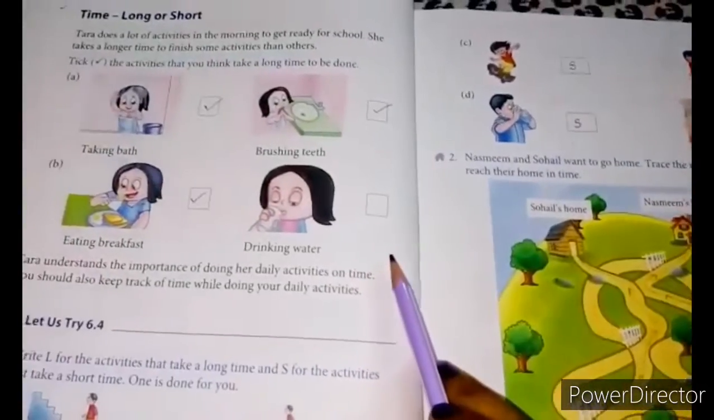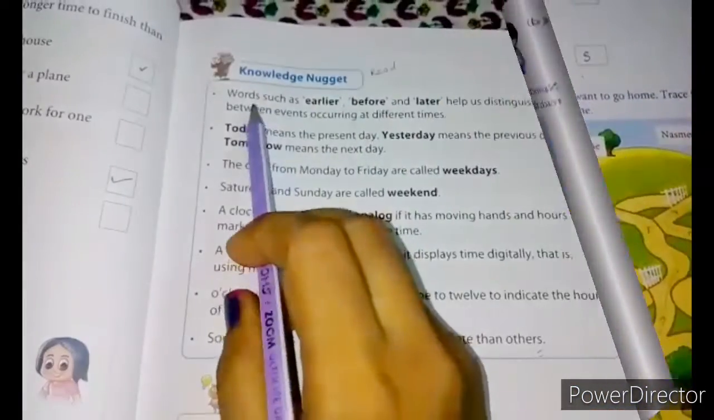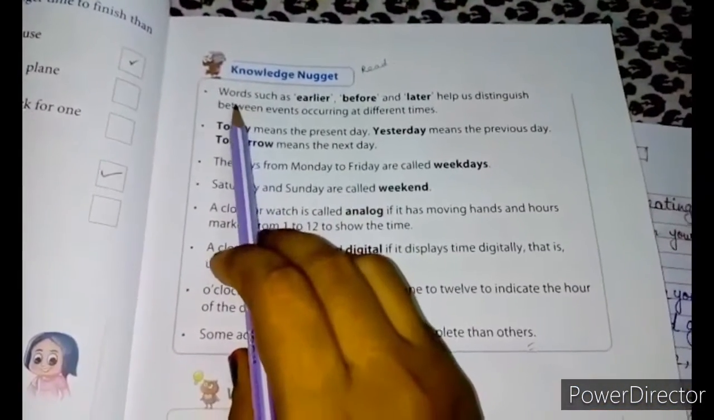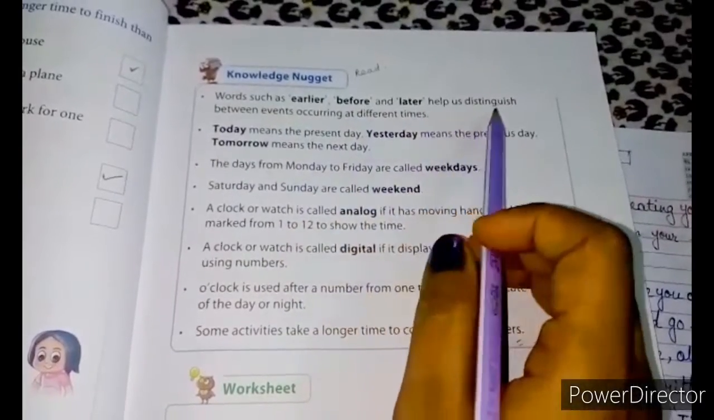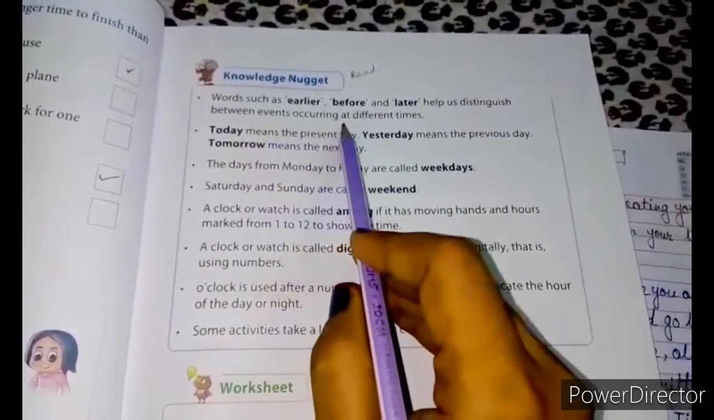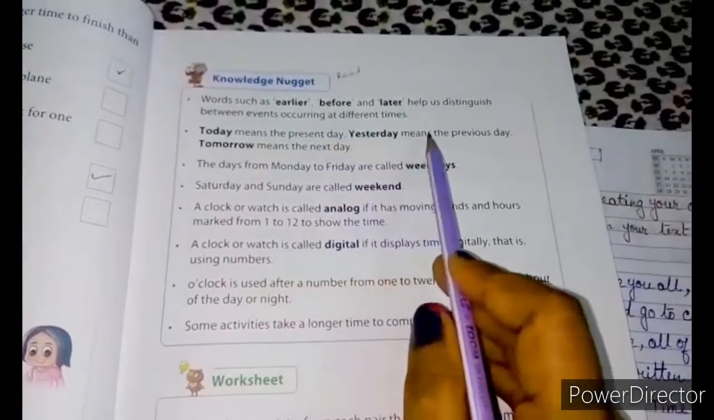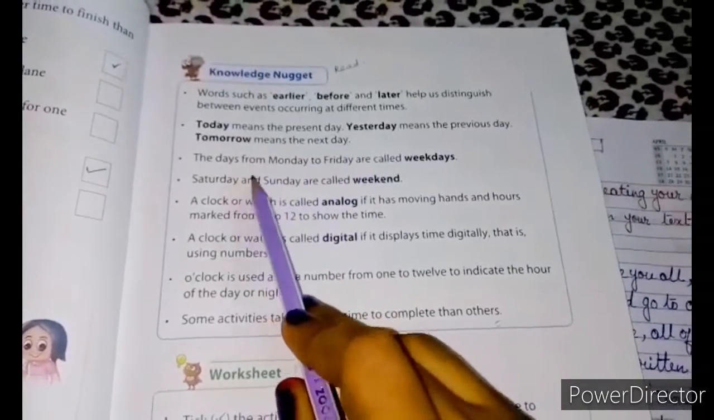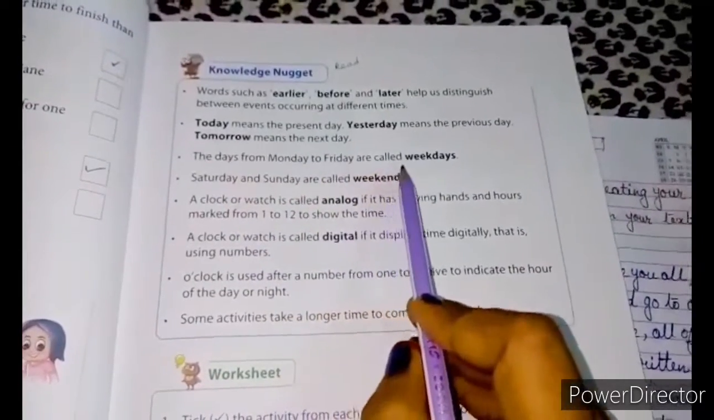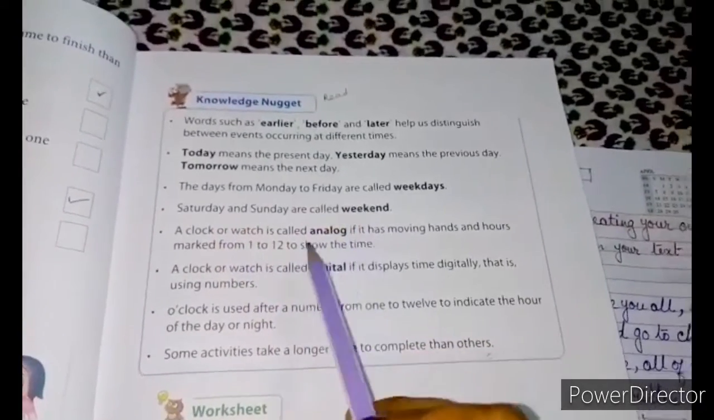I hope, students, you have all understood this topic. So students, what have we learned from this chapter? Words such as earlier, before and later help us distinguish between events occurring at different times. Today means the present day, yesterday means the previous day, tomorrow means the next day. The days from Monday to Friday are called weekdays. Saturday and Sunday are called weekend.